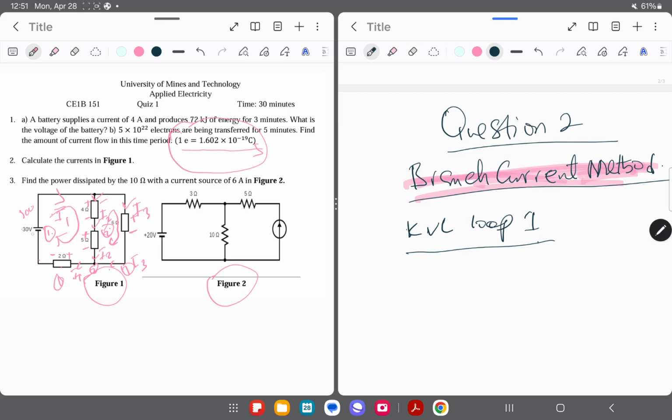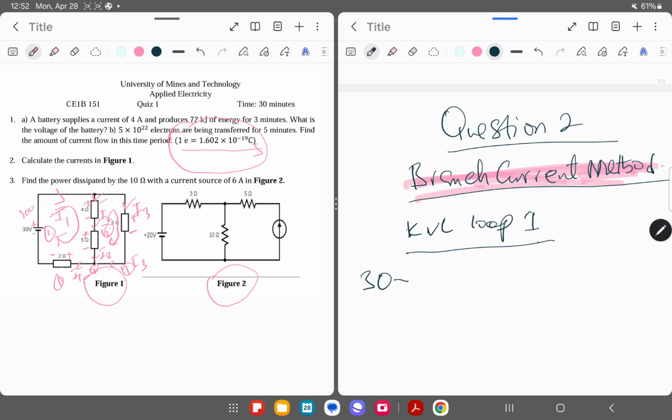So you can see here, because of the polarity, I'm going to have negative, positive here. Then that is going to be a rise, right? Moving from negative to positive is going to be a rise, and then from positive to negative will be a drop. So if you see loop 1 here, I have 4 voltages, right? Meaning the 30 volts here, the voltage across the 4 ohms, the voltage across 5 ohms, and then the voltage across the 2 ohm resistor. So I can write this 30 here, which is a rise.